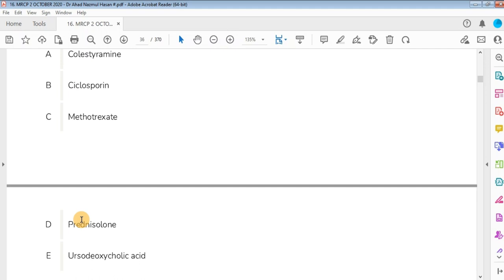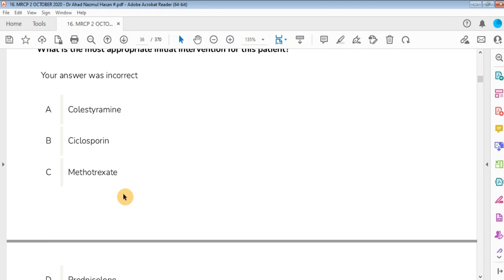And if the patient does not respond to prednisolone, what should be the second line drug in AIH? Cyclophosphamide? No, not the cyclophosphamide. We should go with the DMARD, methotrexate. And if the patient still does not respond to the DMARD methotrexate, then we should go with cyclosporine. So can anyone tell me the mode of action of cyclosporine? CNI inhibitor. Yes.